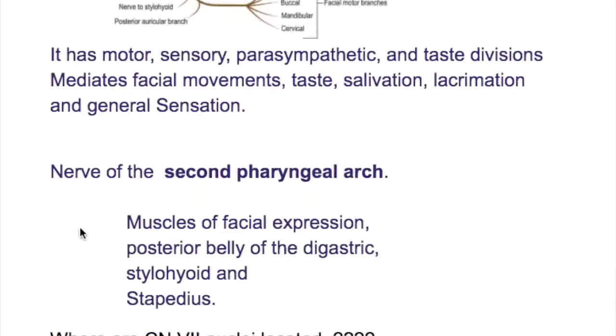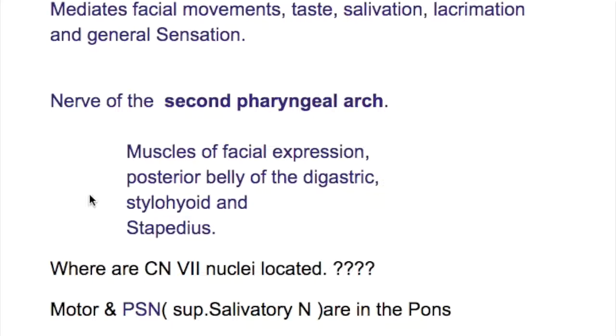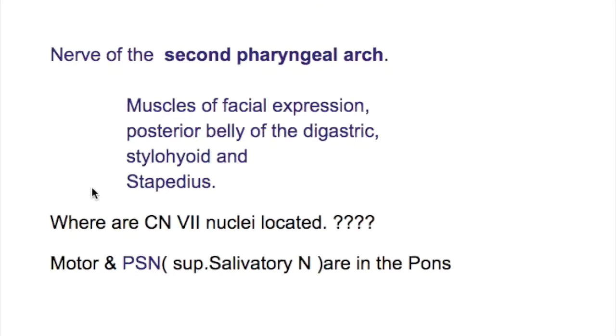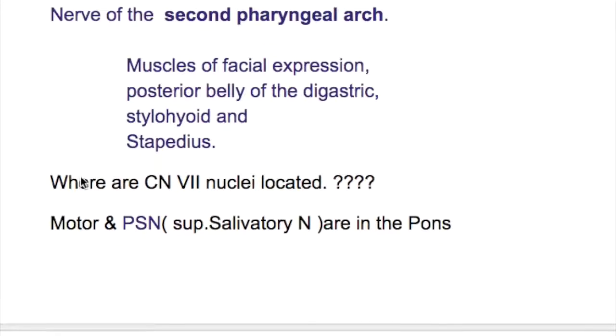Facial nerve is the nerve of the second pharyngeal arch, so it supplies the muscles that develop from the second pharyngeal arch. So, what are those muscles? Muscles of facial expression, posterior belly of the digastric, stylohyoid, and stapedius muscle. These are the muscles that develop from the second pharyngeal arch.